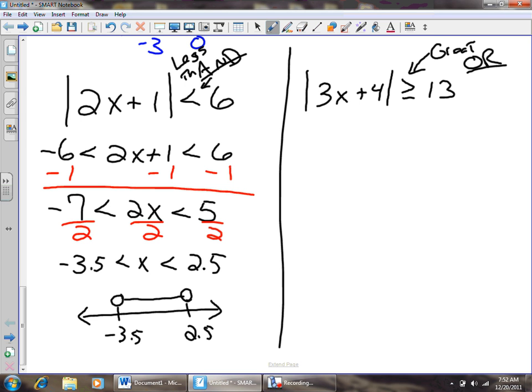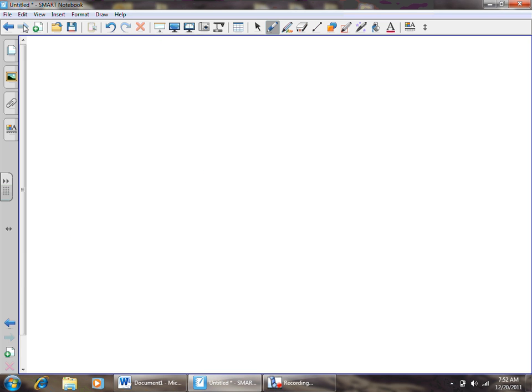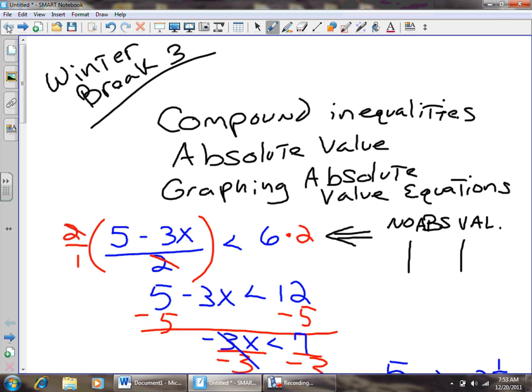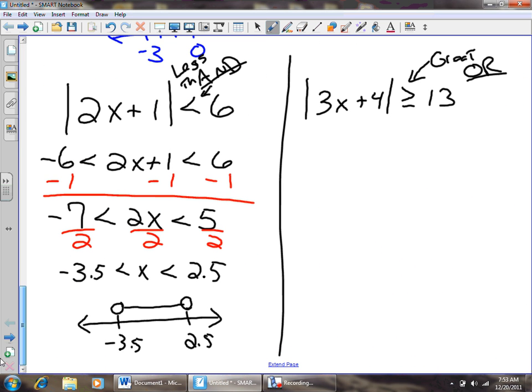A no solution would look like something like this, where you have the absolute value of x plus 1, and that has to be less than negative 1, or less than 0, meaning the distance will end up being negative, because this part refers to the distance from 0. Okay? So this distance has to be less than negative 1. This would be a no solution problem. If you solve it, you'll end up getting something bizarre like negative 13 is greater than 5, something that doesn't make sense. All right, so let's go back to the other problem, the OR problem.